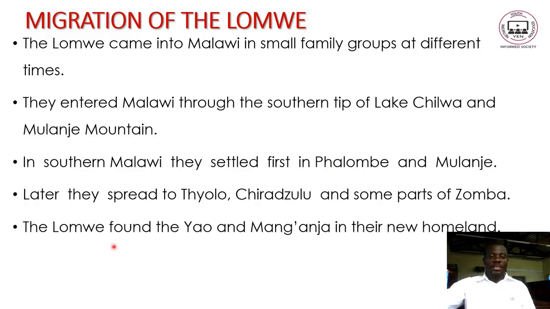The Lomwe found the Yao and the Manganja in their new homeland. So when the Lomwe were coming here, they found the Yao already here, and the Manganja were already the indigenous people. So they found them here in Malawi.